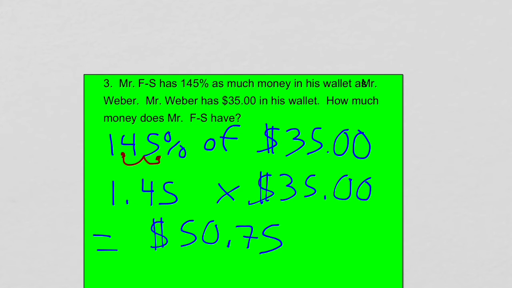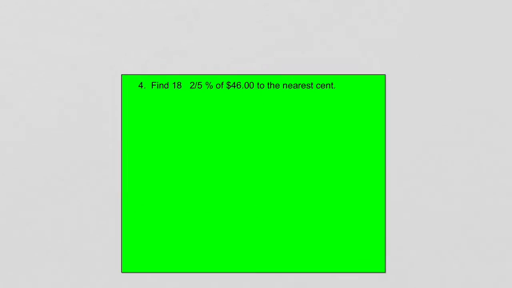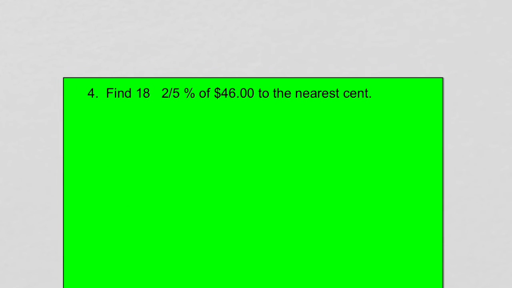Okay, let's do a couple more. So this one says find 18 2/5% of $46 to the nearest cent. So we're interested in finding 18 2/5% of $46.